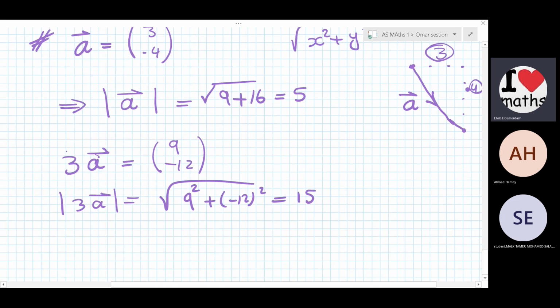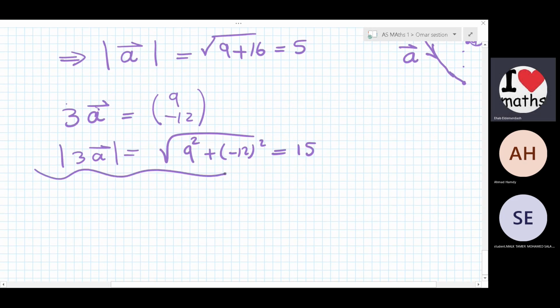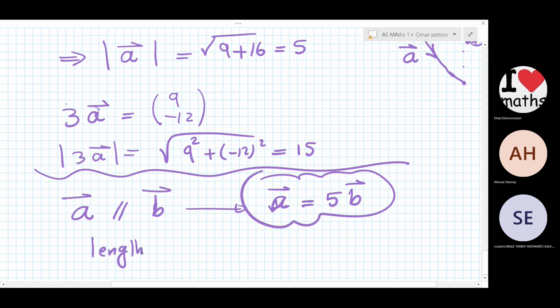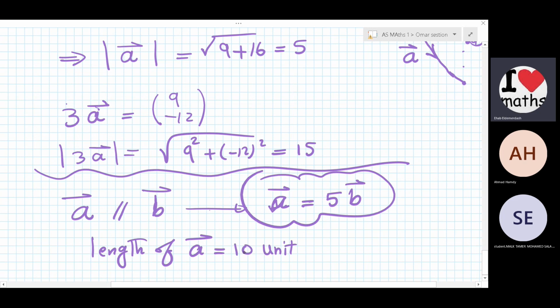What I want to tell you here is, what can we say if I said these two vectors are parallel? Sometimes the two of them are parallel. What we agreed on: if I said the vector A is equal to 5 of the vector B, then the vector A is 5 of the vector B. I told you the length of the vector A is x centimeters or x units. Let's not say x units, let's say 10 units.